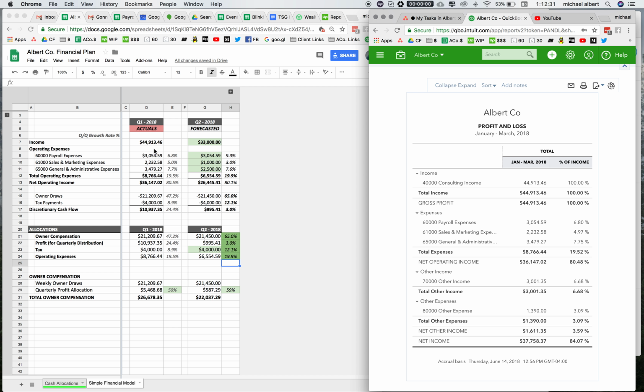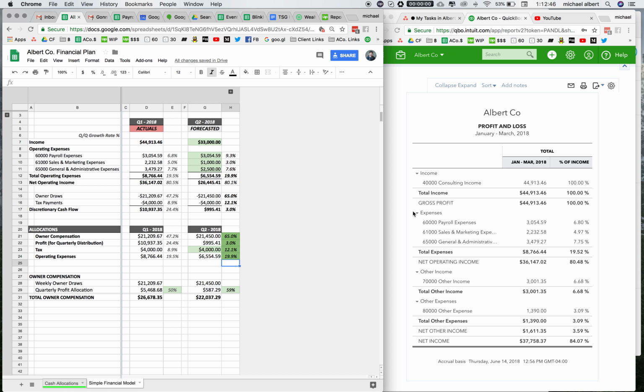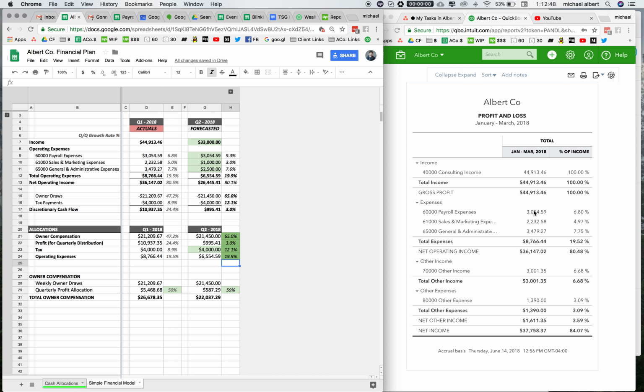So the first thing I did was I pulled my quarterly profit and loss statement from the first quarter. So I want to see what happened for the first quarter because I'm going to base some of my assumptions on what actually happened. So basically, I took those values, so you can see my income 44,913, and then my operating expenses of payroll, sales and marketing, and general administrative, and those are the three basic high level buckets that I group things in.